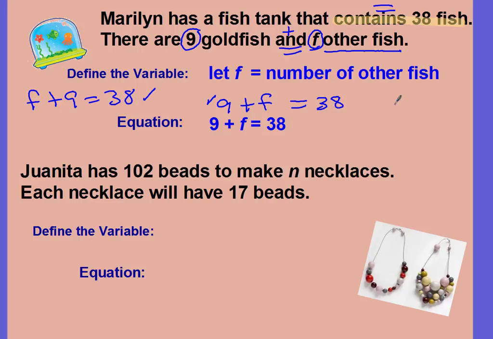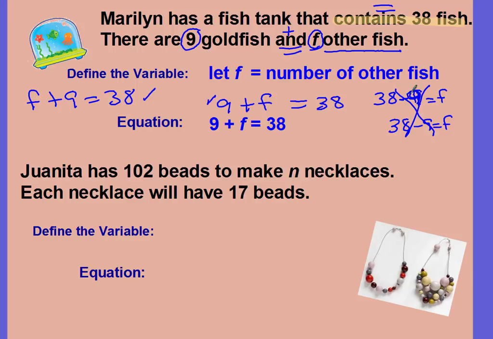Some of you will want to write 38 minus 9 equals F. Let me write that again. 38 minus 9 equals F. Some of you will want to write that. Can we do that? No. First of all, we need it to be an algebraic equation. Second of all, the problem doesn't tell us that it equals other fish, does it? It tells us that it contains 38 fish. So this would be a no.